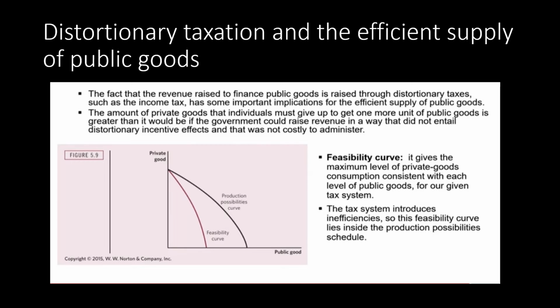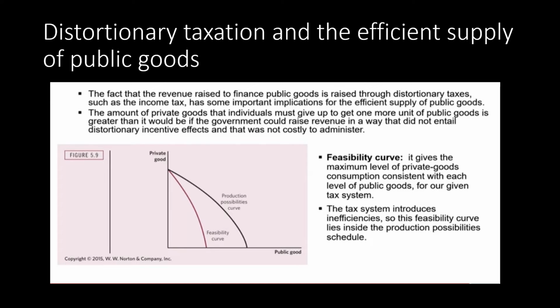I'll again be taking you through distortionary taxation and the efficient supply of public goods. What do I mean here? The fact that the revenue raised to finance public goods is raised through distortionary taxes, such as the income tax, has some important implications for the efficient supply of public goods.